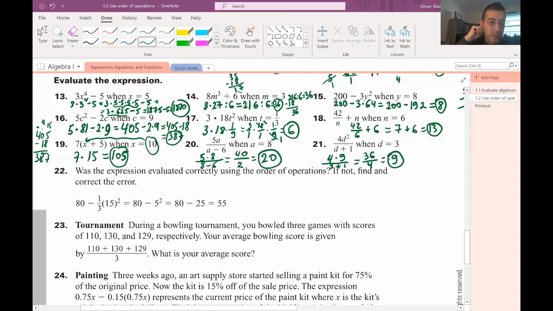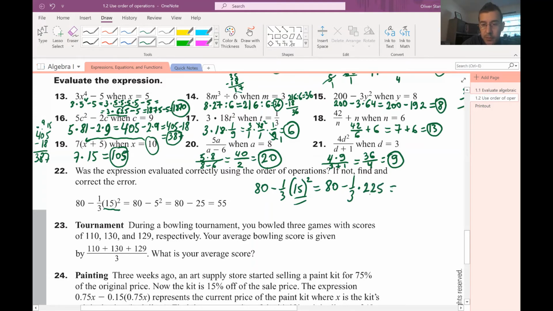Was the expression evaluated correctly using the order of operations? If not, find and correct the error. So we do the powers first, but in this case, let's see, did they do that? I don't think they did that. So let's do it here on our end. 80 minus 1/3 times 15 squared. We do the powers first. So 15 squared is 15 times 15, or 225.